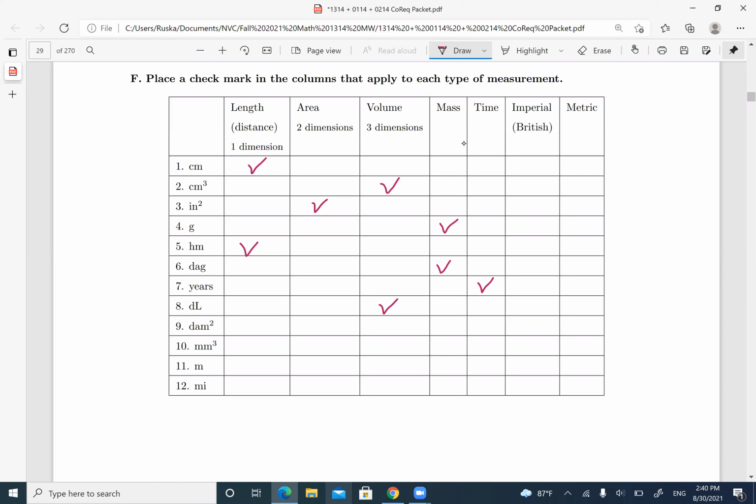Then you have decameter square. What is it? It's area. And then you have millimeter square, cubic millimeter. Volume. And then the next one is, what is it? Meter.